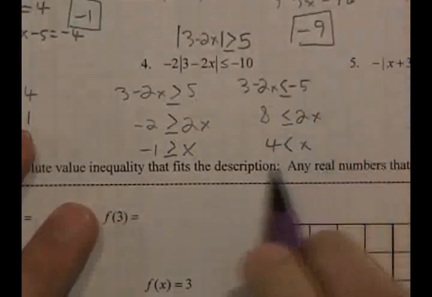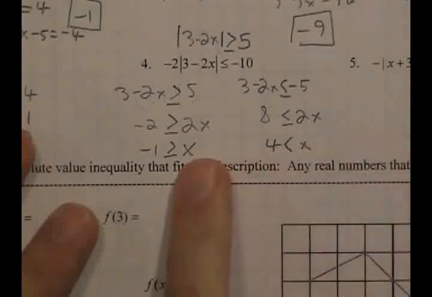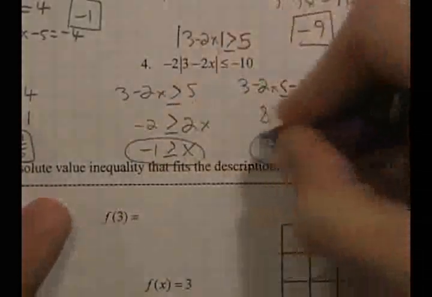So again, you'll get something that's greater than 4, so that's something on this side of 0 on the number line, and something that's less than minus 1, so that's something on this side of 0. So that is the solutions for that.